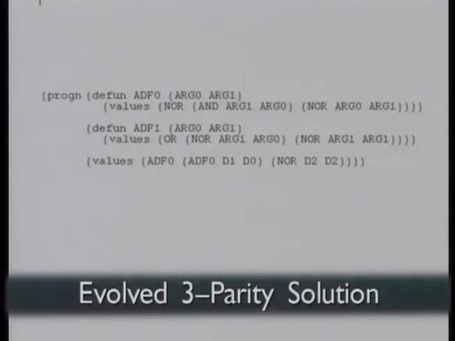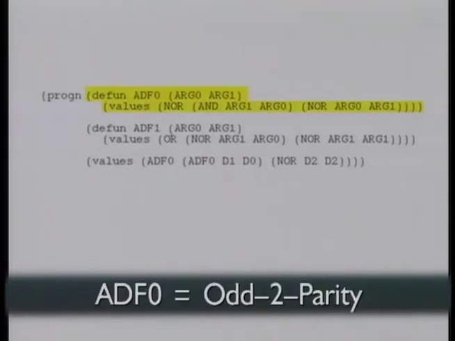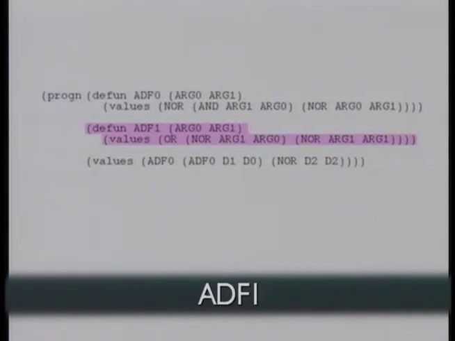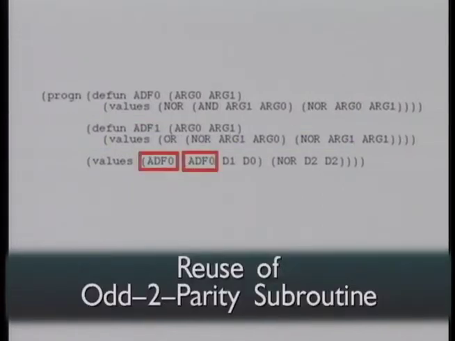When genetic programming solves the even 3 parity problem with automatically defined functions, the first automatically defined function, ADF0, in this particular run, turns out to be the odd 2 parity or exclusive OR function. ADF1 has the ability to call ADF0 because ADF0 is one of the ingredients of the function set of ADF1. However, we need not be concerned about what ADF1 does, since the result-producing branch of this particular overall program ignores ADF1. The result-producing branch calls ADF0 twice.